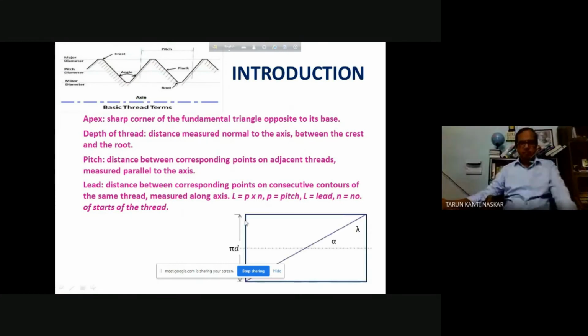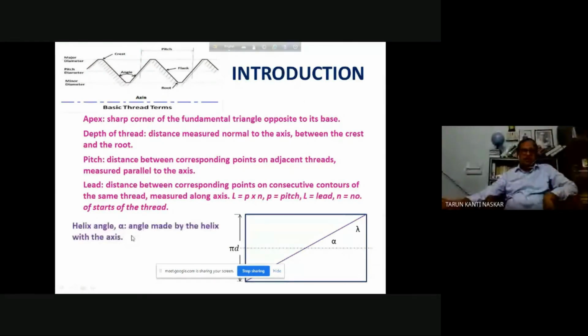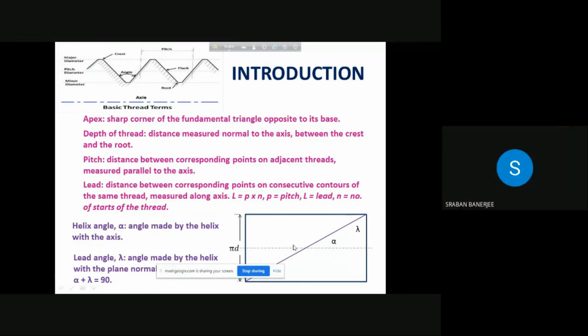This thing you know. And this is the figure, that is helix angle alpha and the lead angle lambda. So this is helix angle and this is lead angle. So alpha plus lambda is equal to 90 degrees. And this is lead. This distance is lead. So there is an expression between them.